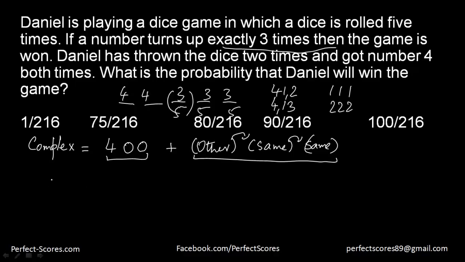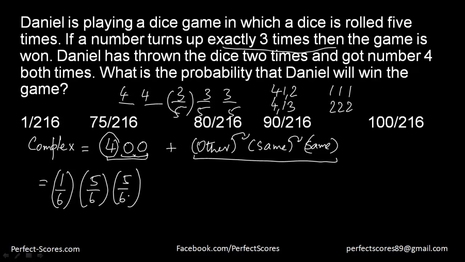Right? So now let's go ahead and calculate that. What is the probability of getting a 4? 1 by 6. What is the probability of getting any other number apart from 4? 5 by 6. What is the probability of getting any other number apart from 4? 5 by 6. In how many ways can 4 other arrange itself? Very easy. 3 factorial by 2 factorial. Then I do a plus.